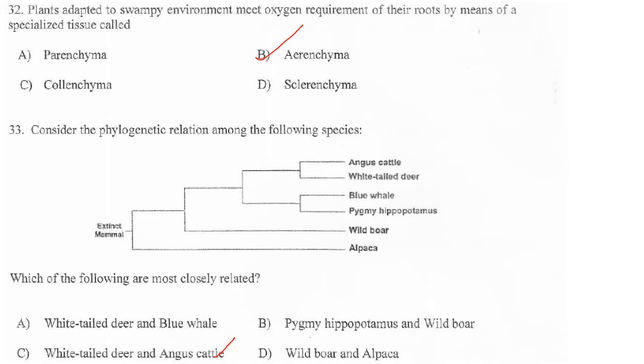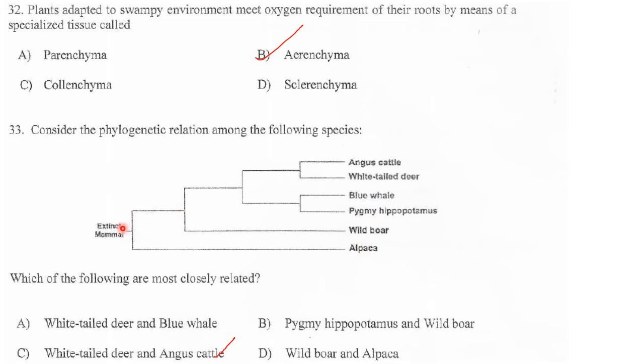The next one: consider the phylogenetic relation among the following species. Which of the following is most closely related? So this is the phylogenetic tree, and a phylogenetic tree is a diagram that represents evolutionary relationships among these organisms. And phylogenetic trees are just hypotheses and not definite facts. In a phylogenetic tree, you have got the root. This is called the root of the phylogenetic tree, and it is the most common ancestor of all these animals.